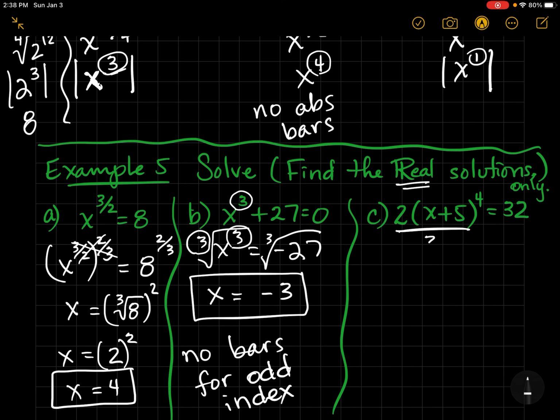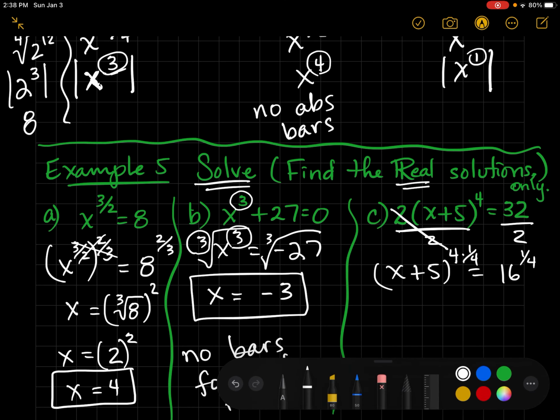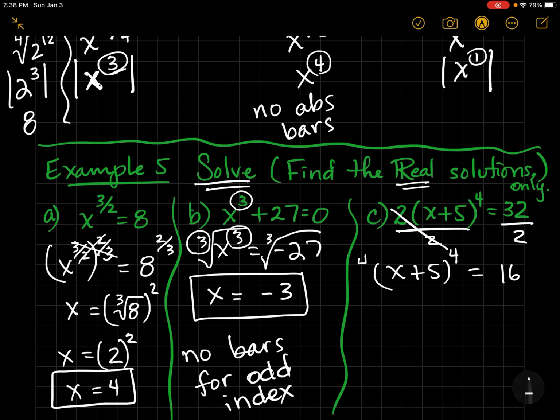Okay, so here I'm going to divide everything by 2. I'm trying to isolate x because that's what it means to solve. And now, how do I get rid of the 4th power? I take the 1/4 power on both sides like this, or that's the same as saying I'm going to take the 4th root. I prefer looking at it like this, but it's the 1/4 power. It means the same thing.